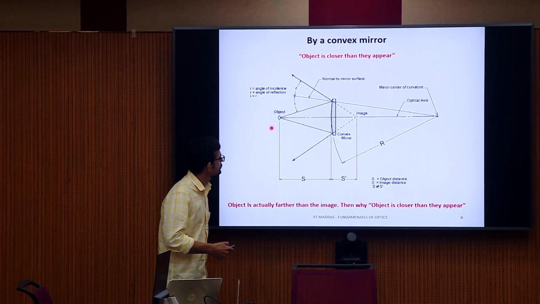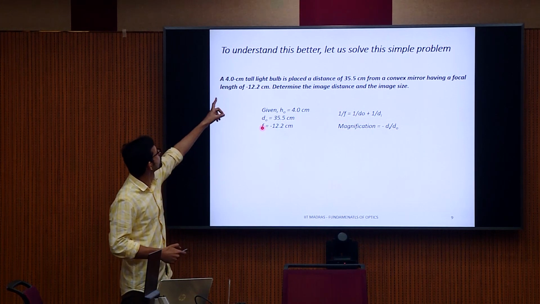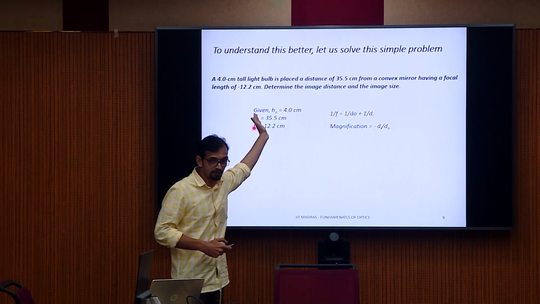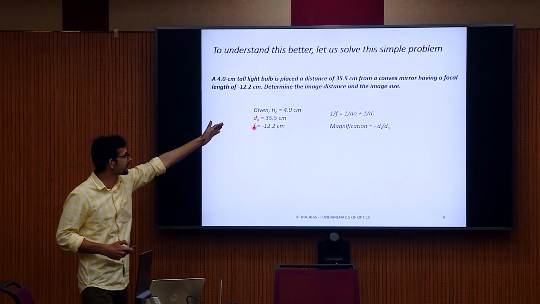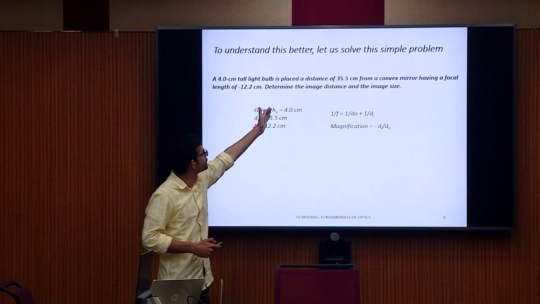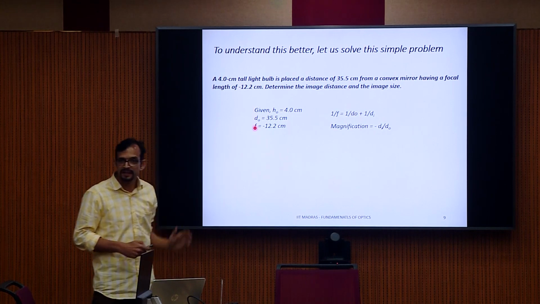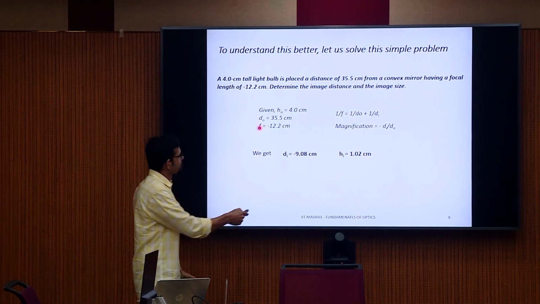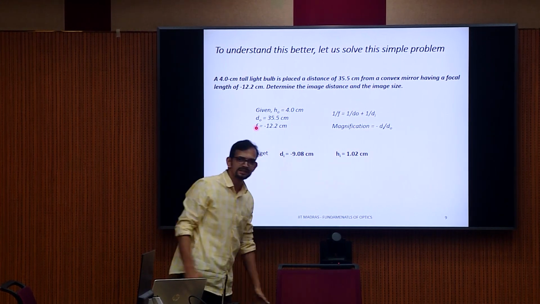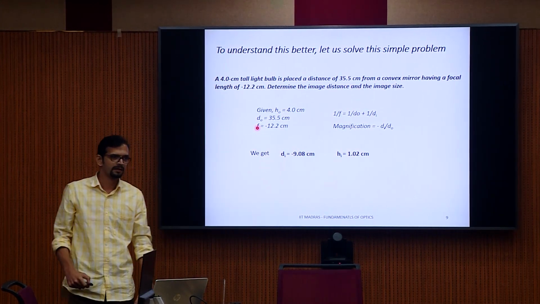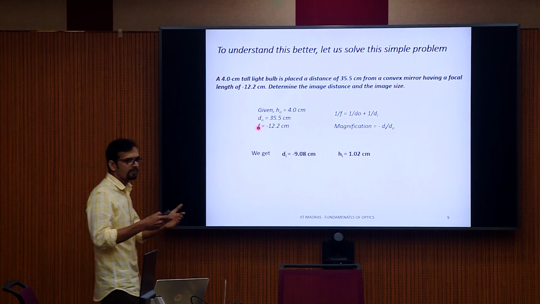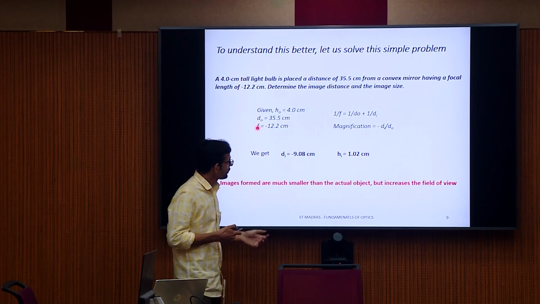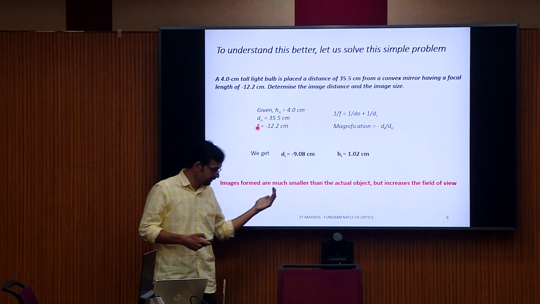To understand that, let us solve a simple problem. A 4 cm tall light bulb is placed at 35 cm from a convex lens. The focal length is given, I am not reading it. If you determine the image distance and the image size, we will understand what exactly happens. We will get an image of 1.02. That means it is demagnified. Even though it is forming closer, it is demagnified a lot. What is the advantage? Demagnified.